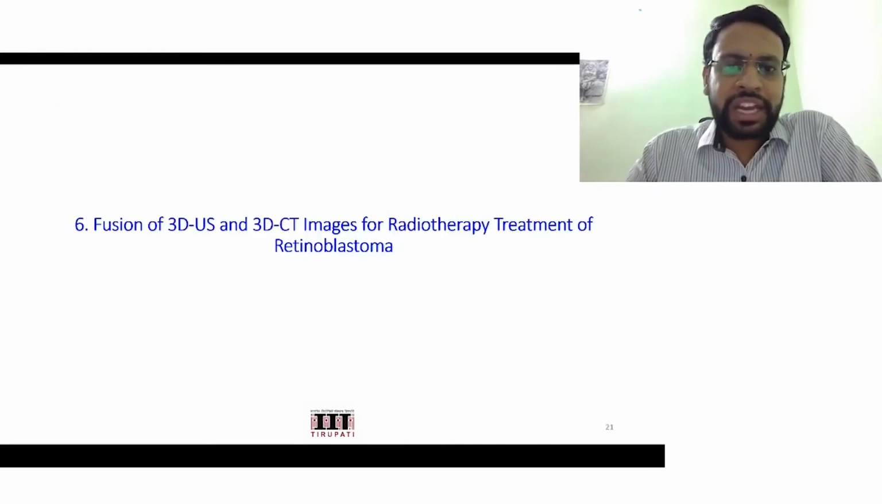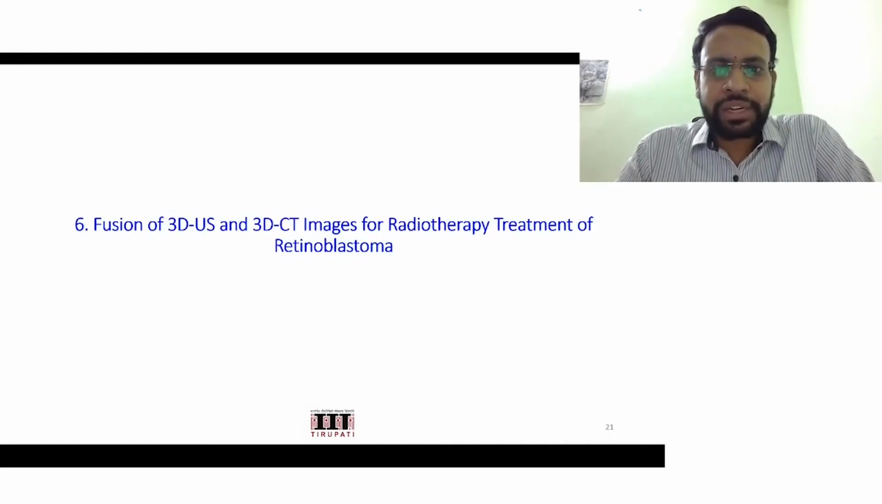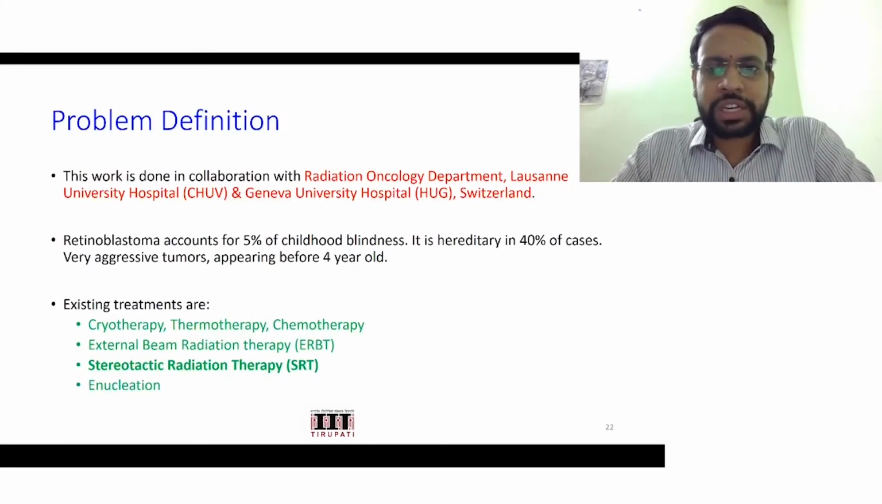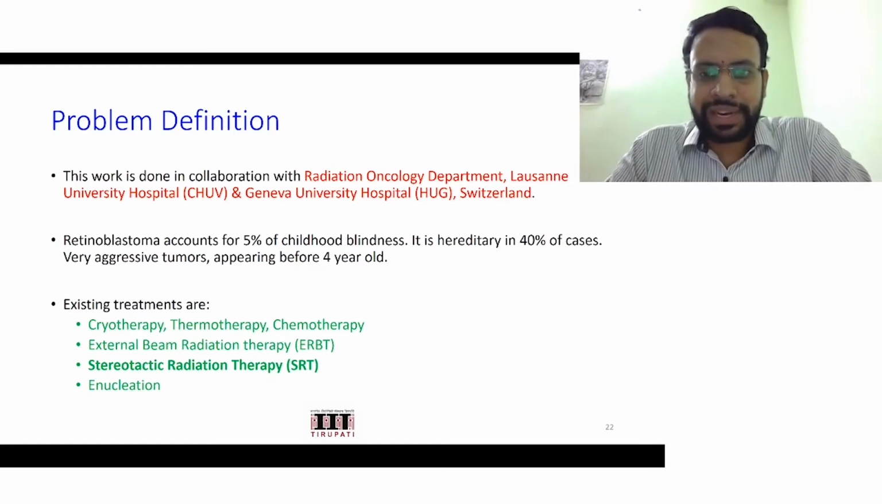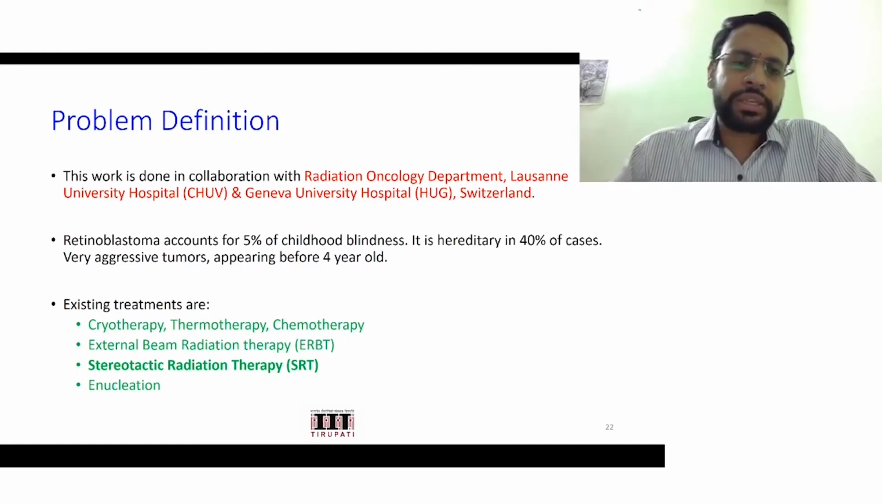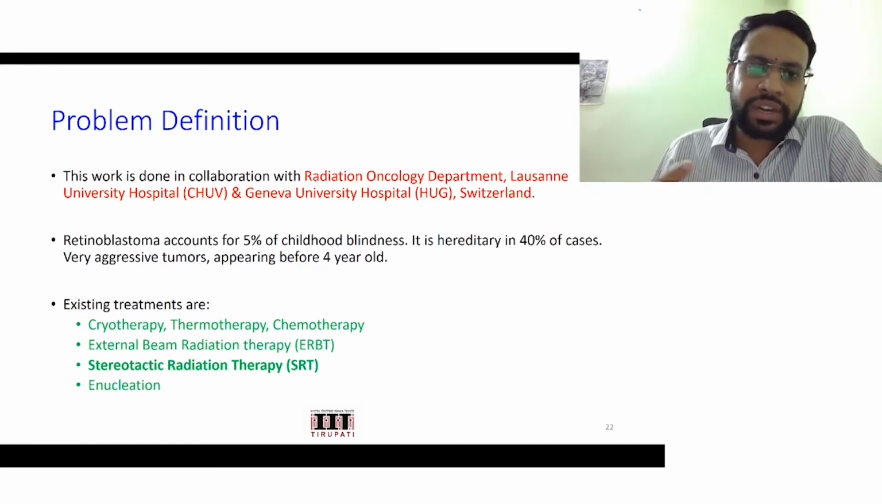Another application that I will quickly take you through is the fusion of 3D ultrasound and 3D CT images for the treatment of retinoblastoma. This work has been done in collaboration with Lausanne University Hospital CHUV and Geneva University Hospital HUG in Switzerland. This is a childhood blindness, basically retinoblastoma, where there are tumors inside the eye, and it commonly occurs in kids around 4 years old and comes hereditarily. This is a very aggressive tumor.